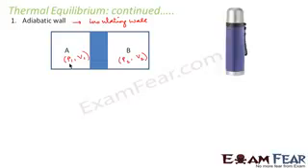So one practical example of this would be your thermos flask, because in a thermos flask the wall is an insulating wall which doesn't allow heat to flow through it.